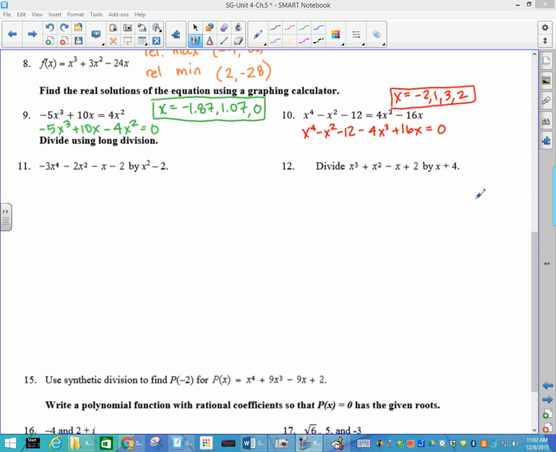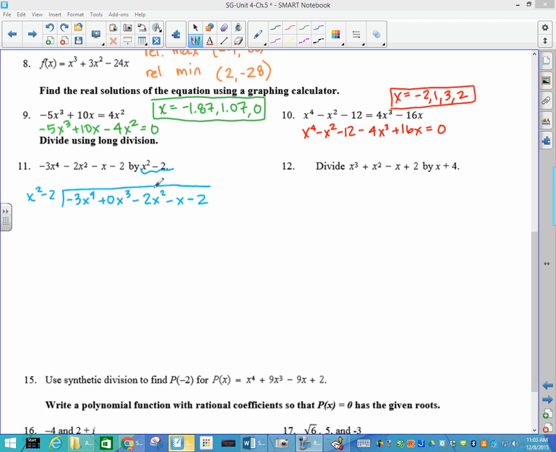Okay, moving right along to our long division. Okay, so divide using long division. Remember, this is our divisor, so this is what's going to go outside. So I have x squared minus 2. And when I do this, I kind of say the degree to myself. So this is x to the fourth. I should have x to the third, which I don't, so I'm going to put my 0 placeholder, 0x to the third minus 2x squared minus x minus 2.